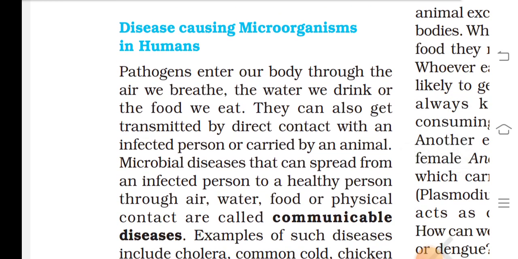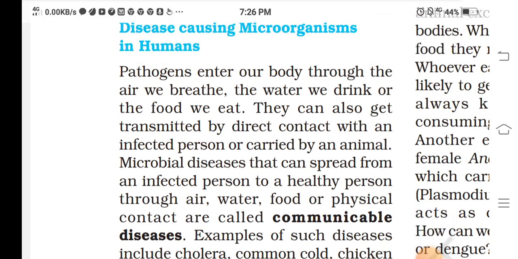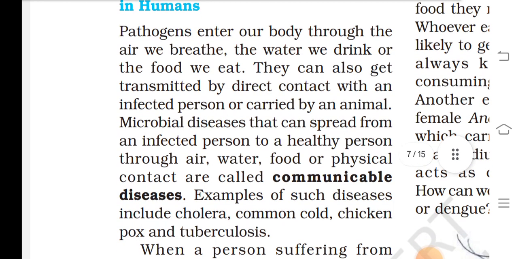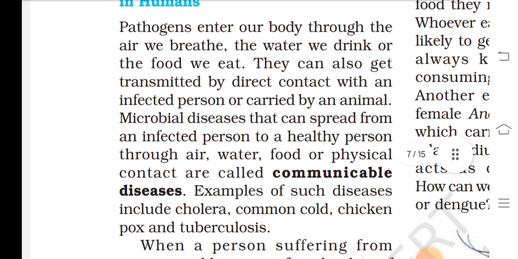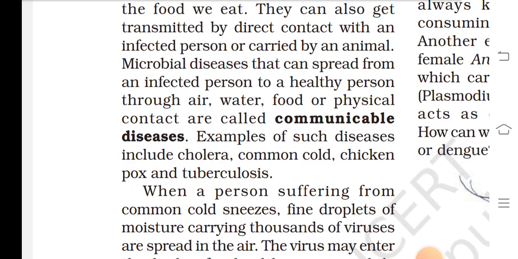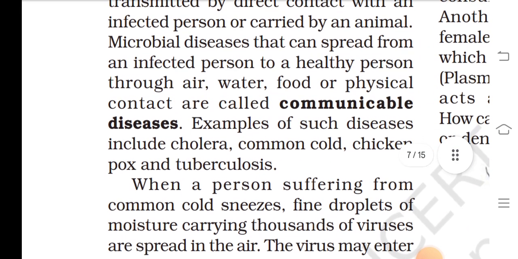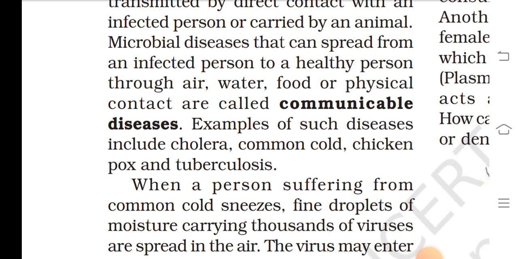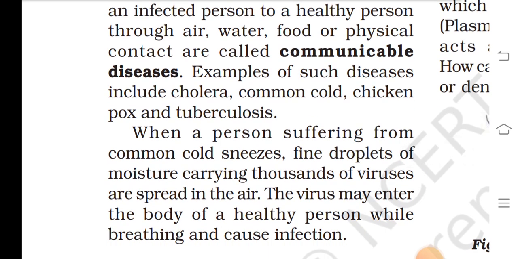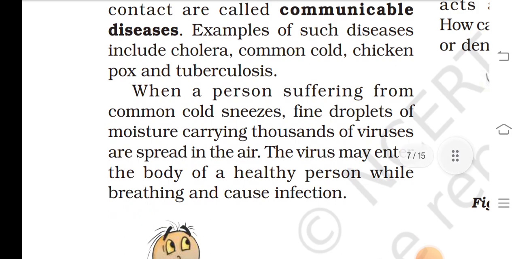Disease-causing microorganisms in humans. Pathogens enter our body through the air we breathe, the water we drink, or the food we eat. They can also get transmitted by direct contact with an infected person or be carried by an animal. Microbial diseases that can spread from an infected person to a healthy person through air, water, food, or physical contact are called communicable diseases. Examples of such diseases include cholera, common cold, chicken pox, and tuberculosis.